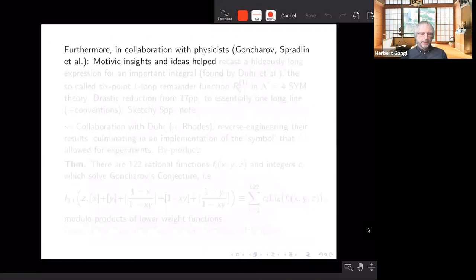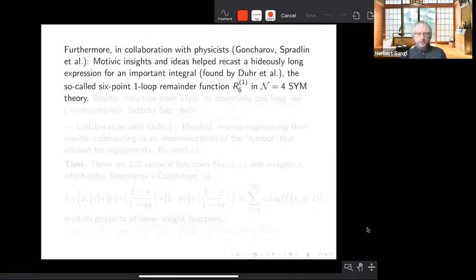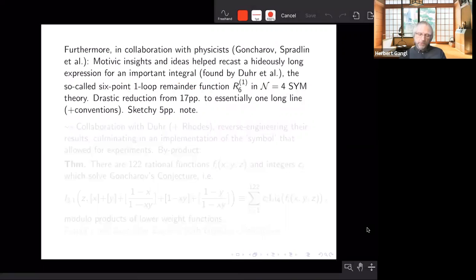We come to now. There's one more thing. In collaboration with physicists, they reduced a huge calculation that Durham and others had done for the 6-point 1-loop remainder function, so 6 external momenta and 1 loop. And this is in N equals 4 supersymmetric theory. So whatever these words mean, they could drastically reduce the whole thing from 17 pages to essentially one rather long line and a few conventions.